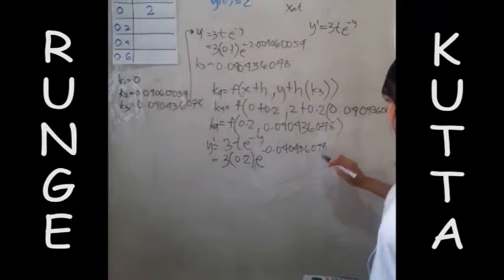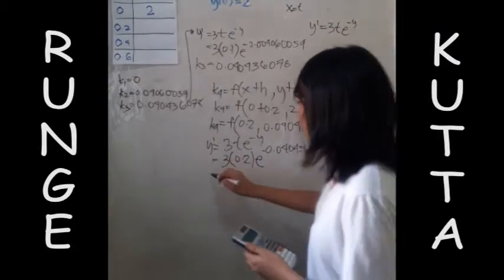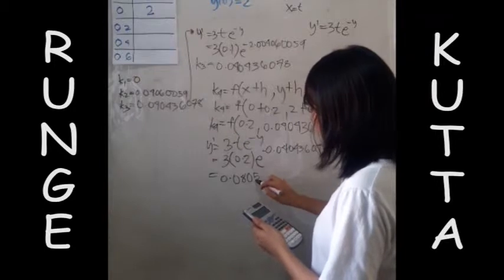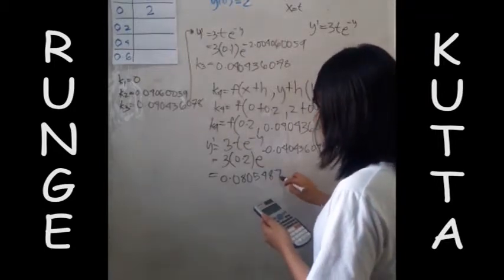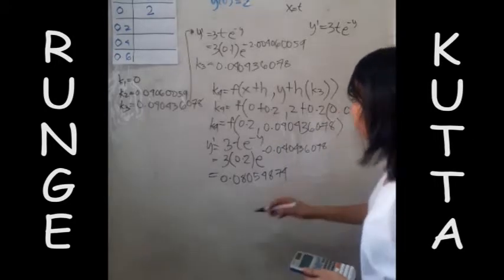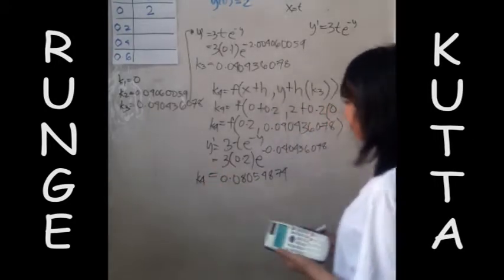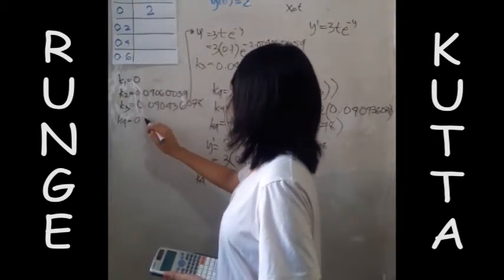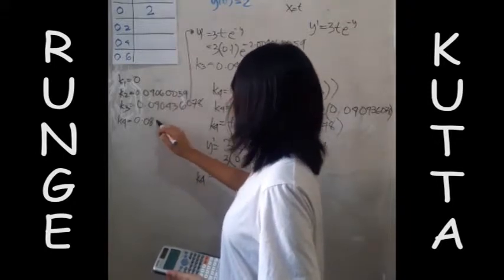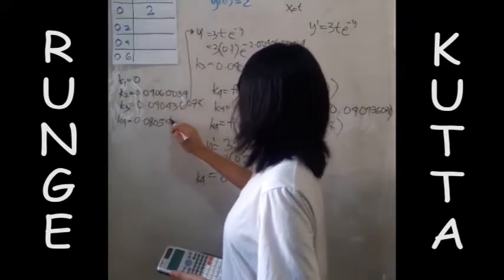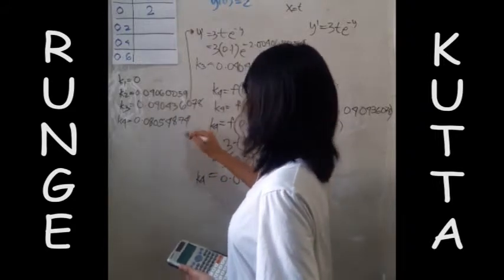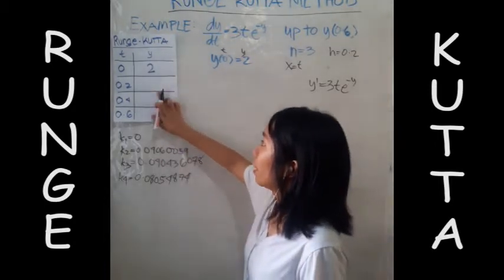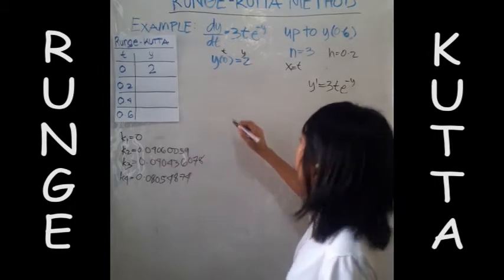0.04043678. And we will get an answer of 0.080054874. This will be our K4. So K4 is equal to 0.080548474.